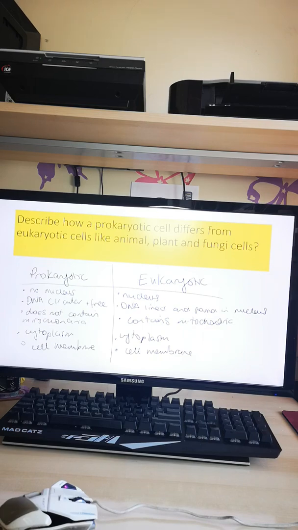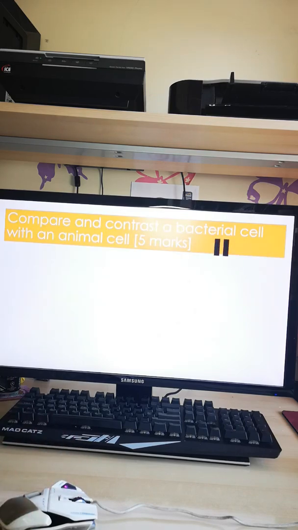On the new GCSE and the new A-level courses, the exam board has started to use a new command within the exam, and the new command is compare and contrast. So next, I'd like us to have a go at comparing and contrasting a bacterial cell with an animal cell for 5 marks. So if you stop and have a go on paper yourself first.